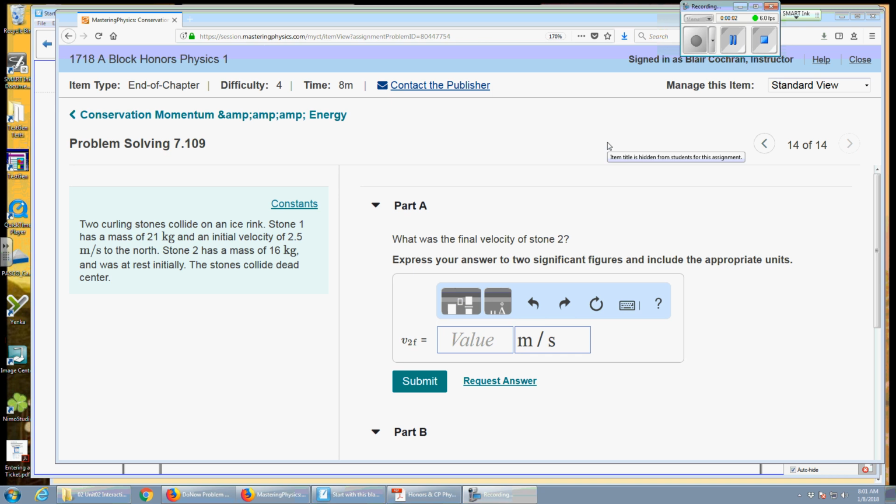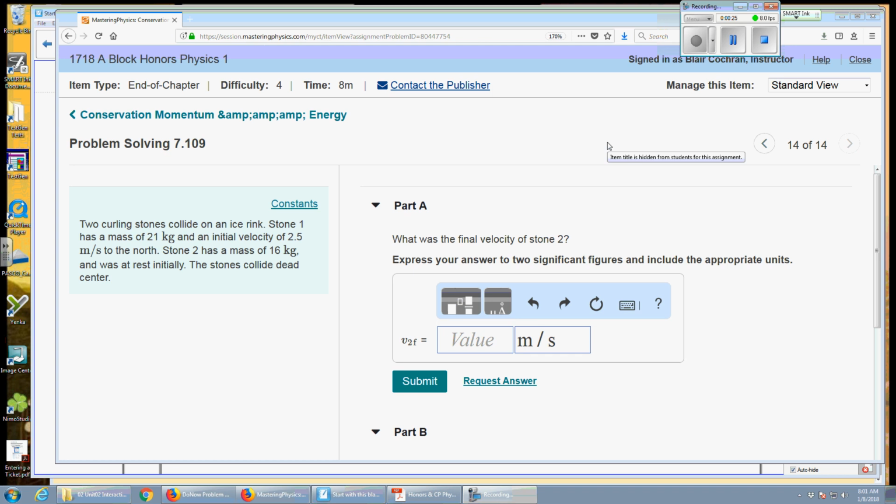We've got two curling stones on an ice rink, and they collide. Let's see, are they the same mass? Nope, stone one is heavier. And they collide dead center.